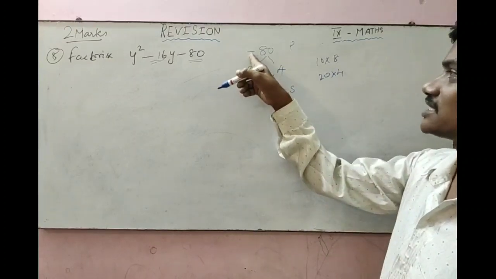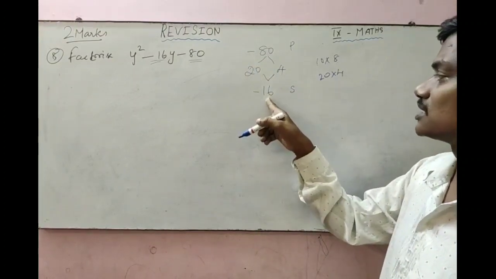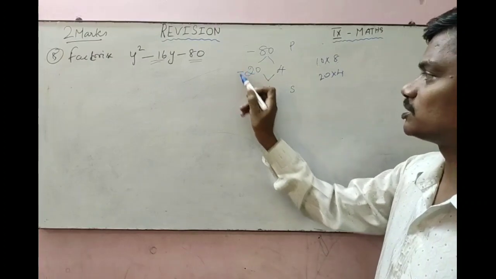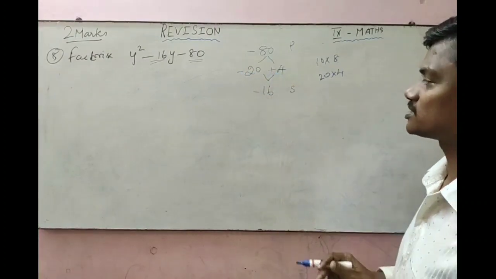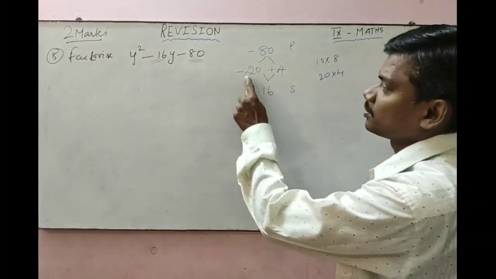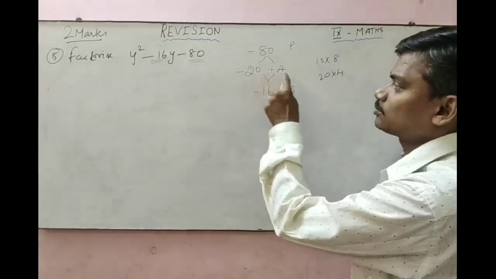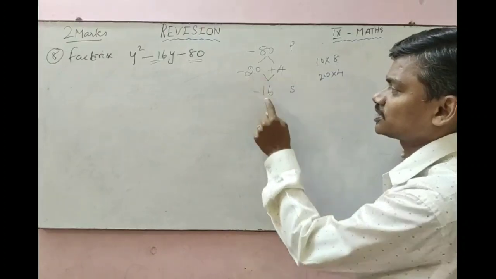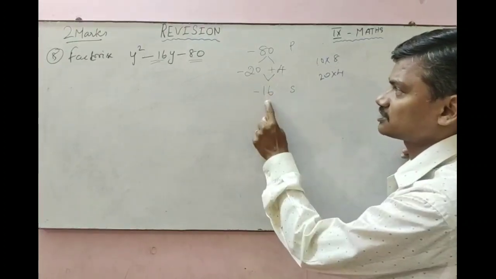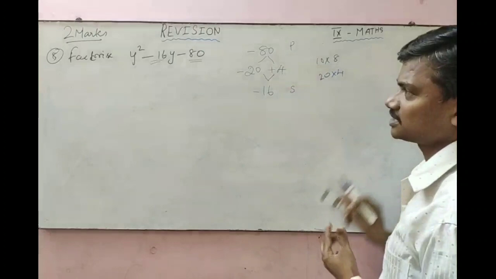We have to get the answer as negative. Here also the answer is negative, so the greater number should be negative, the smaller number should be positive. Now check it out. Minus 20 into 4 gives minus 80, minus 20 plus 4, if you add these two, you will get minus 16. Subtract பண்ணீனா minus 16 வரும், இரண்டுத்தையும் multiply பண்ணீனா minus 80 வரும்.